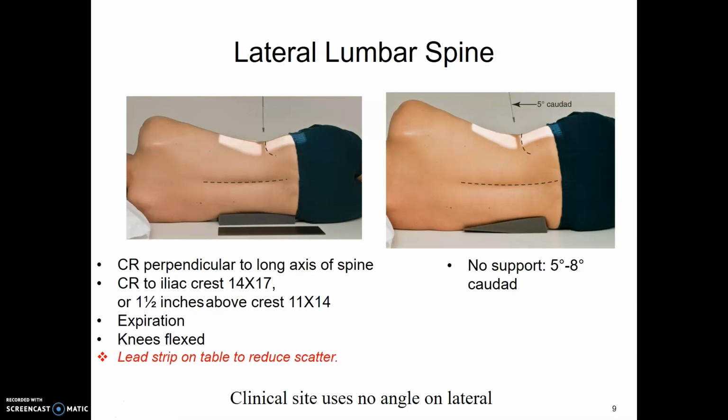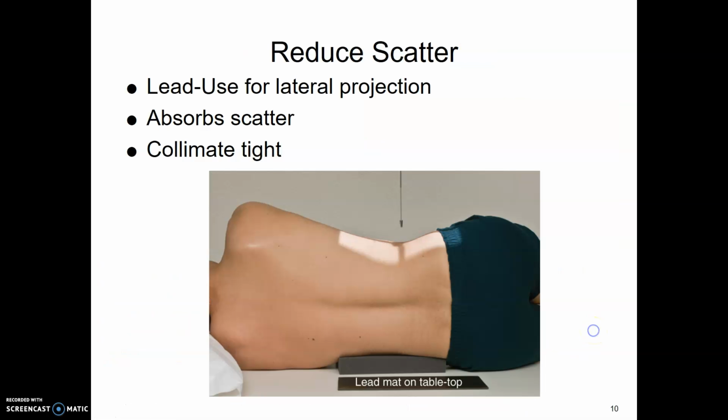Again, same location. And the most important part before you do your lateral is to get the patient in lateral position from shoulders to pelvis. Get them lined up, straight up and down, their knees flexed, get them comfortable, and then center where you need to. Again, expiration. We don't use a tube angle on our lateral. We use a tube angle for our spot at our clinical site.